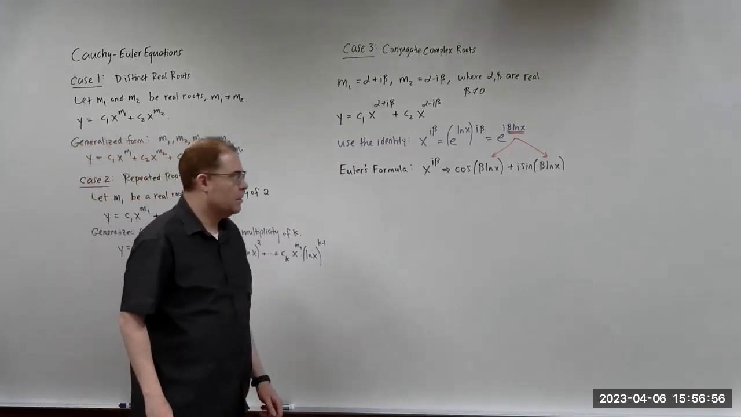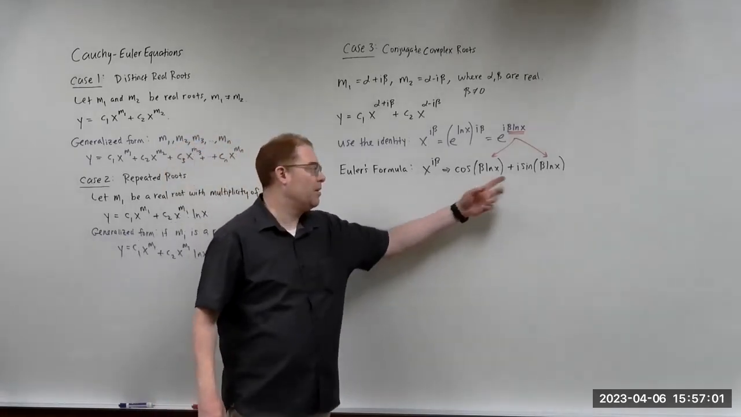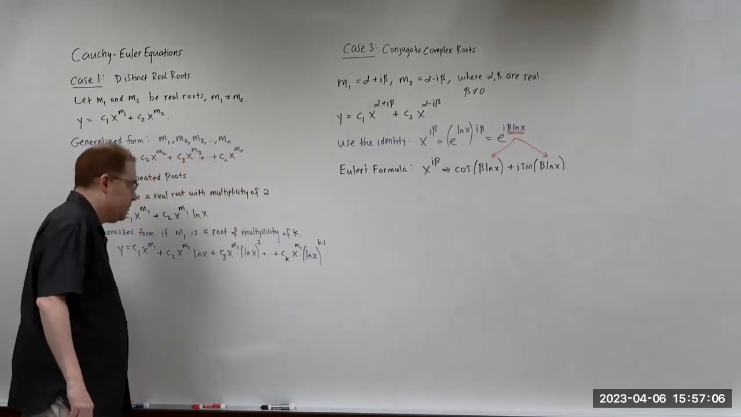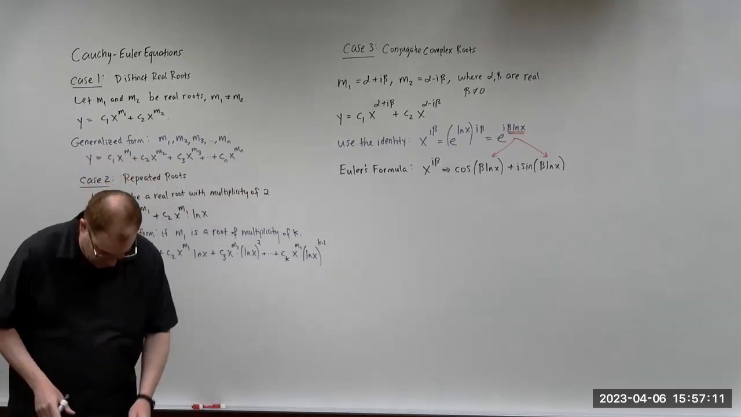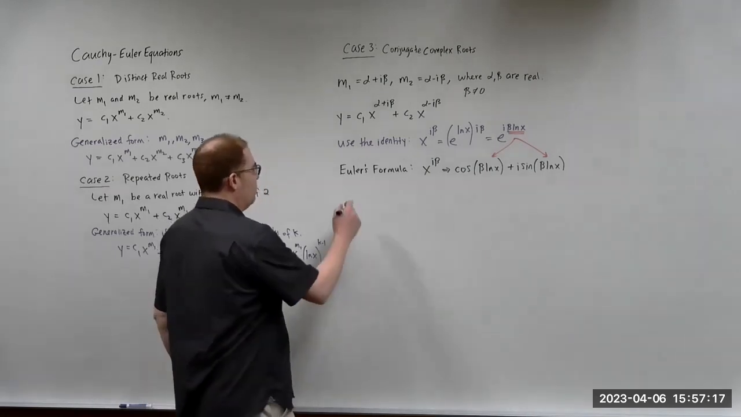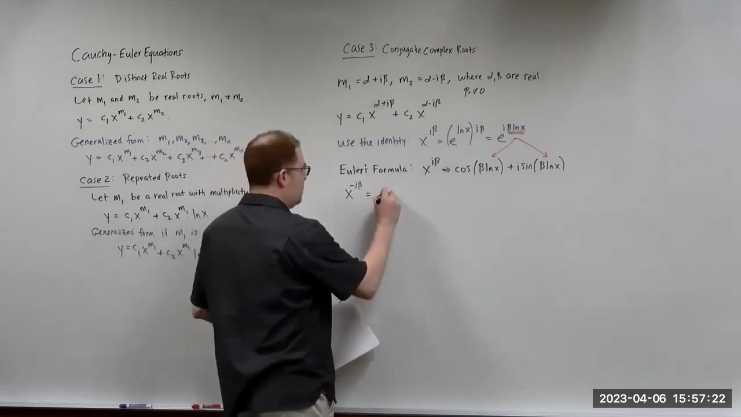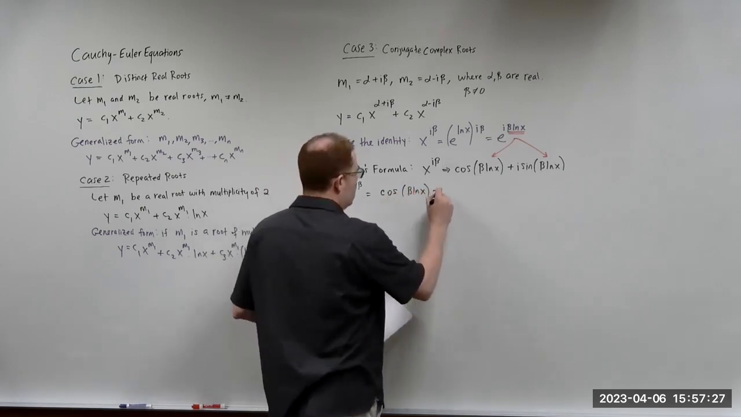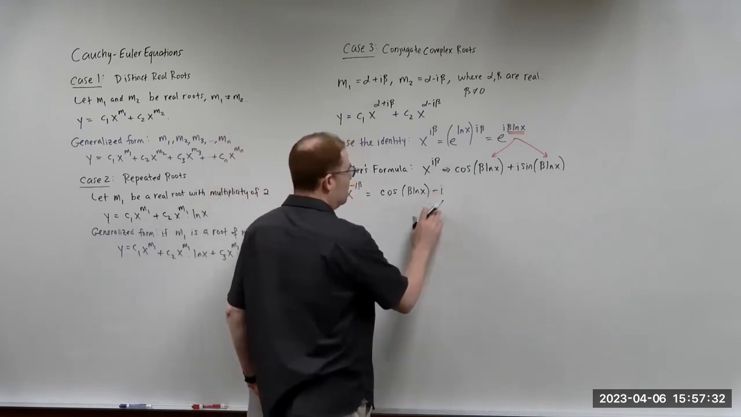By the way, if you think about it, this is just a complex unit circle. That's all that is. I talk a little bit about that in my pre-calculus class. All right, anyway, let's continue on here. We can do the same thing for x to the minus i beta. Obviously that's going to be minus i there.